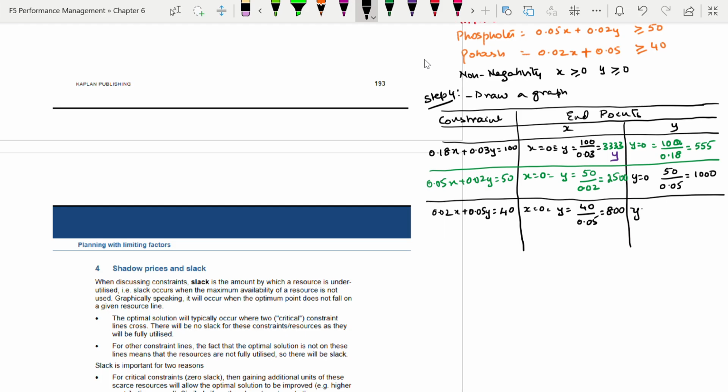Y equal to 0, 40 divided by 0.02. Is it right? 40 divided by 0.02 comes to 2,000. Now you have the values. X is 0, Y is how much? This is what it says.